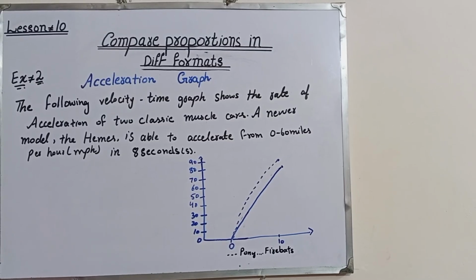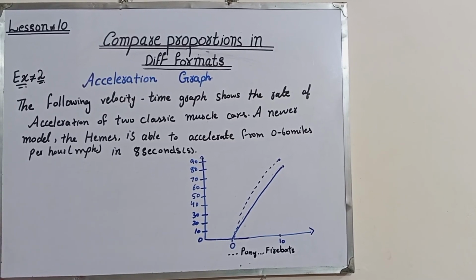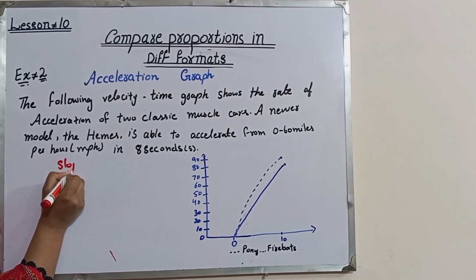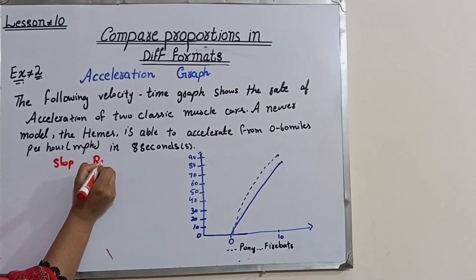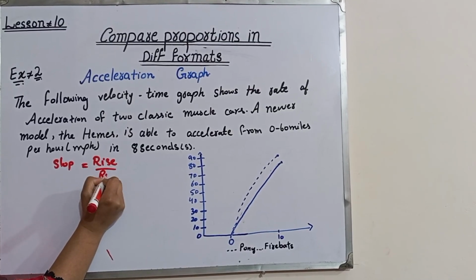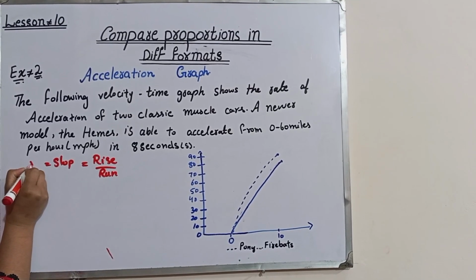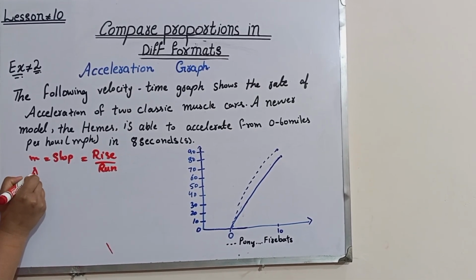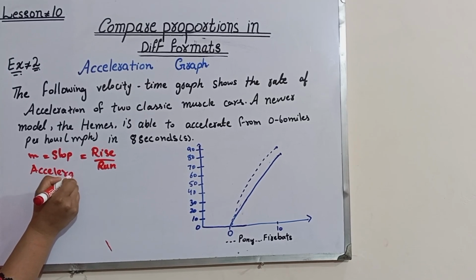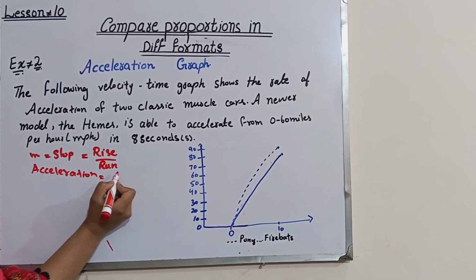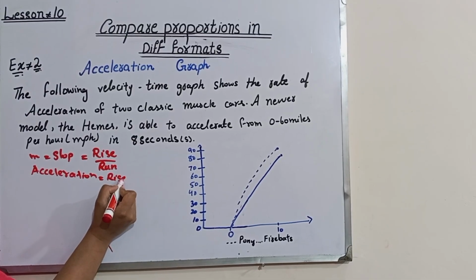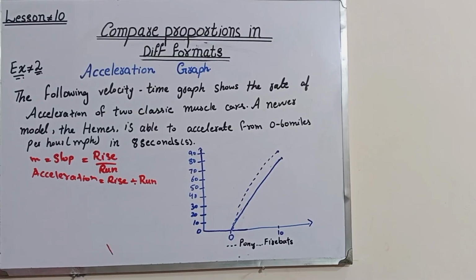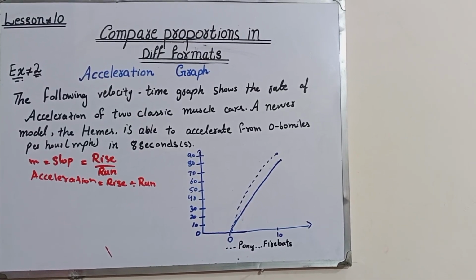Now in step 1, use the slope formula. You know about the slope formula? Our slope formula is rise over run. Sometimes we say it m. And this is actually the acceleration in this question. We also write this as rise divided by run. Now, change in speed divided by change in time.